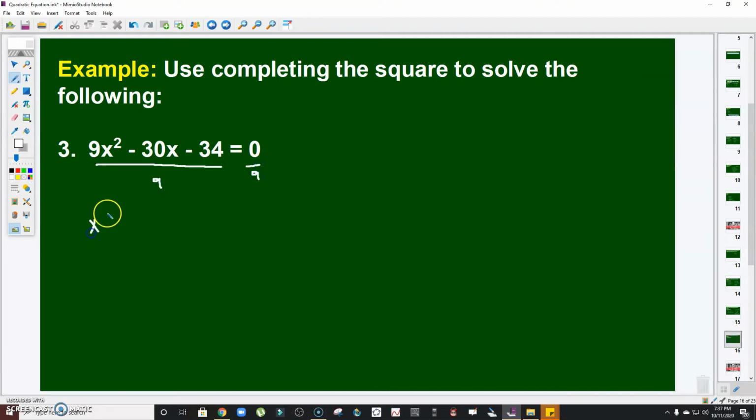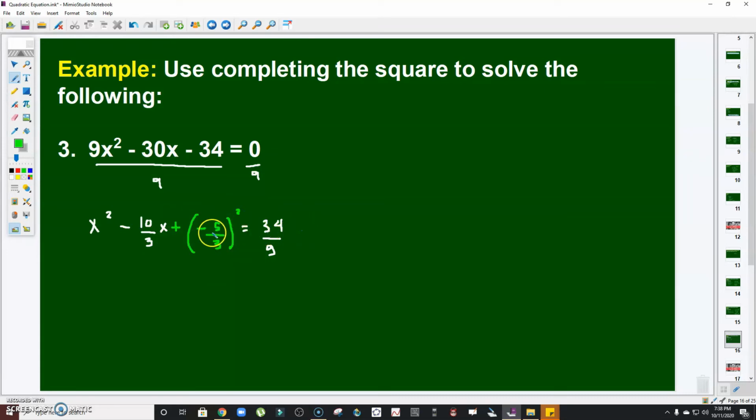Okay, so that I'm going to have x squared minus, we can simplify, 30/9. That is negative 10/3. Right? Negative 10/3 x. Okay? Minus 34/9. I'll just transpose that to the other side. Since that's 0, 34/9. I hope you can follow. Alright, so, same procedure. Divide by 2. So, I'll show you. Plus, negative 10/3 divided by 2. So, negative 5/3 to be squared.